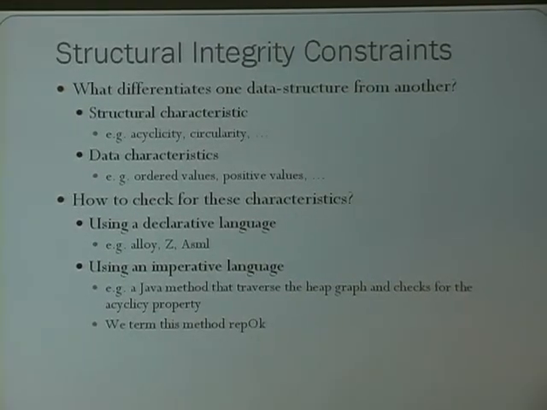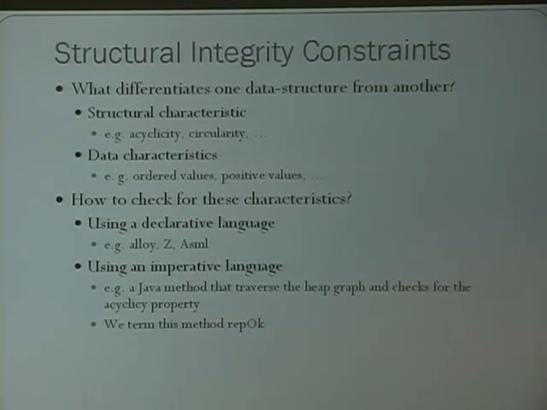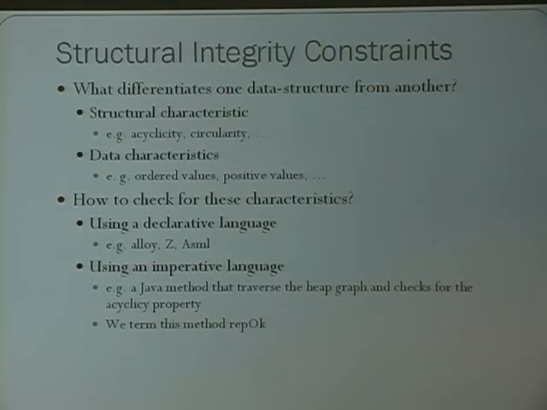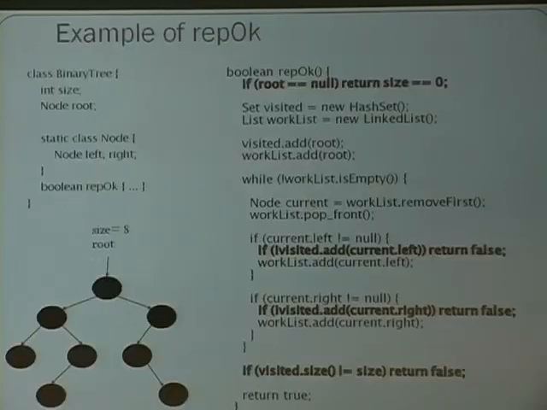Now, how do we check for these characteristics? Using assertions. The description of these characteristics can be written in a declarative language. For example, there are lots of languages like Alloy, Z, and ASML, which use first-order logic. Or they can be written using an imperative language, by which I mean the language that we use for our coding, for example, Java, C#, or whatever we are using. Now, how do we describe these characteristics using Java?